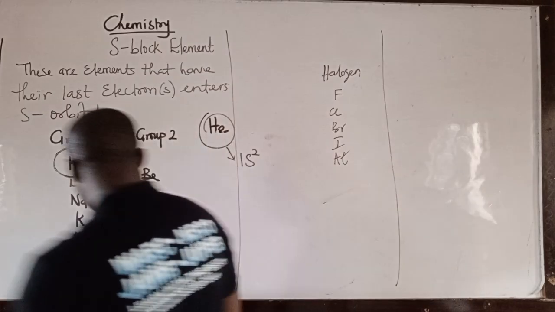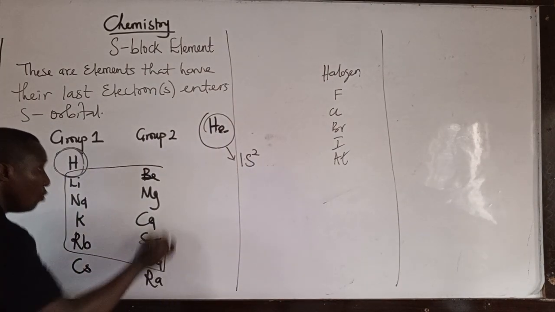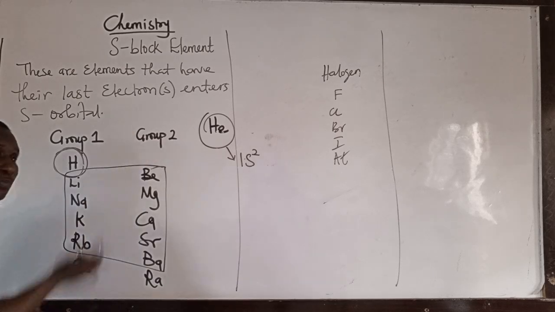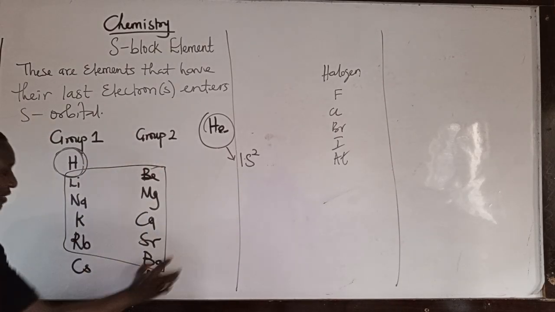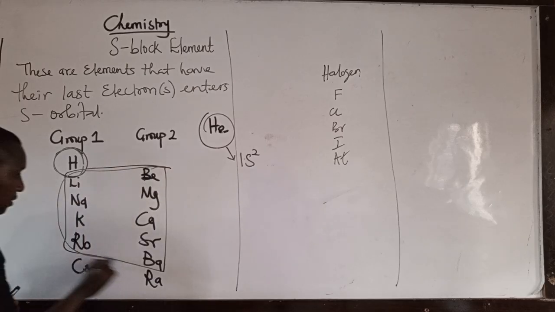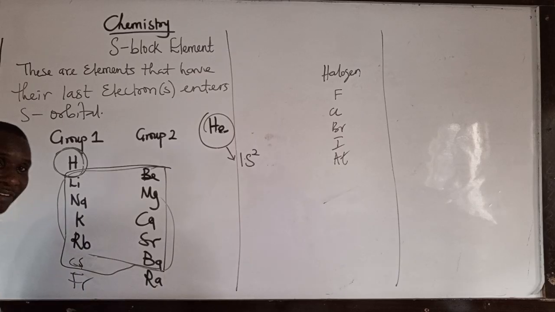Here, another thing, take note. These two groups, I told you they are the S block elements. Why do I circle these elements, and I left caesium and francium? Okay, let me circle this. Then I left francium and radium.